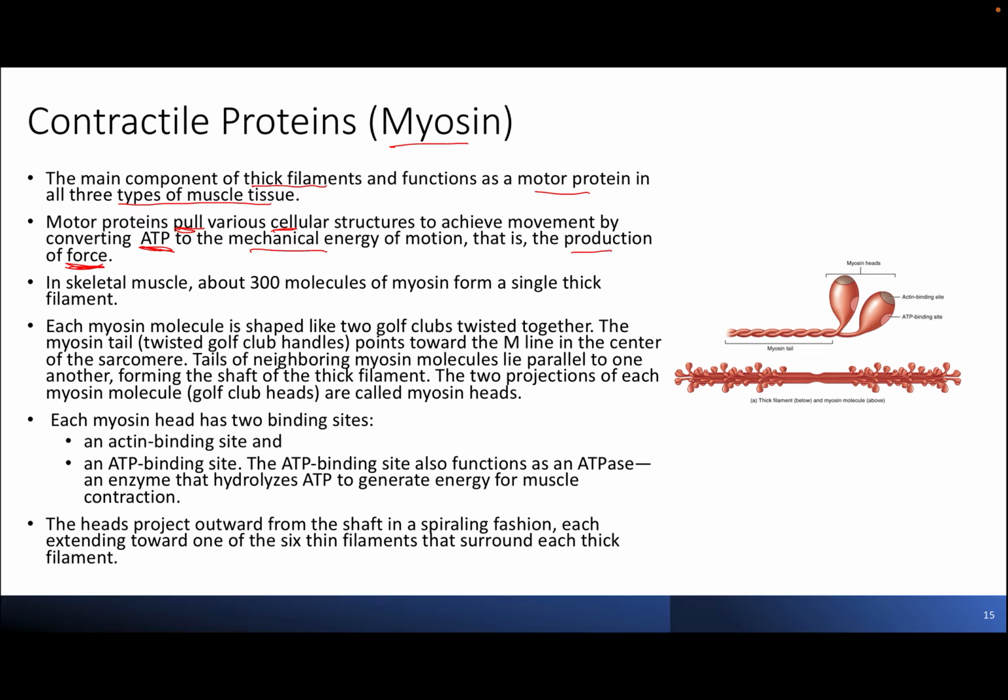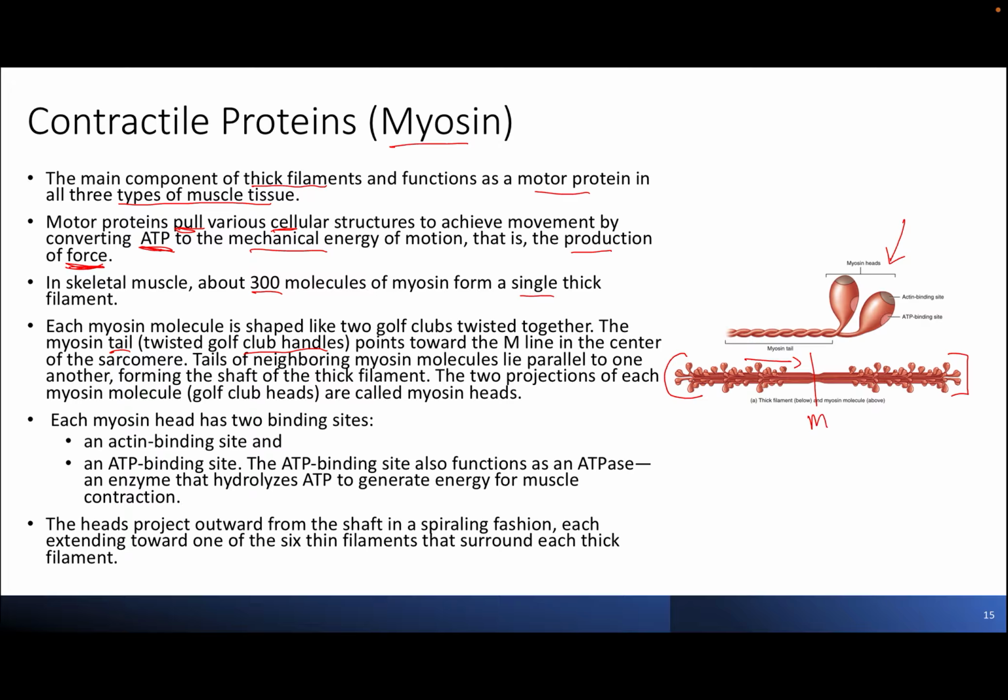Now in skeletal muscles, we've got about 300 or so molecules of myosin that make up every single thick filament, which we can see here. There's our thick filament. And each little myosin molecule looks like two golf balls whose little tails we've twisted together. So the myosin tail, which is like the golf club handle part, is going to point towards the M line.